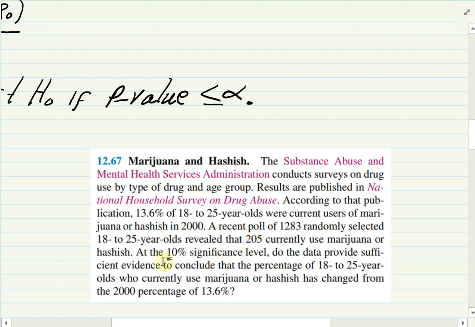205. At the 10% significance level, remember this is the size of the test, which is alpha. Do the data provide sufficient evidence to conclude that the percentage of 18 to 25-year-olds who currently use marijuana or hashish has changed from the 2000 percentage of 13.6? If you look at the last sentence, we simply are interested to know whether the percentage has changed. So this is the formation of the alternative. The researcher wants to know if that has changed.